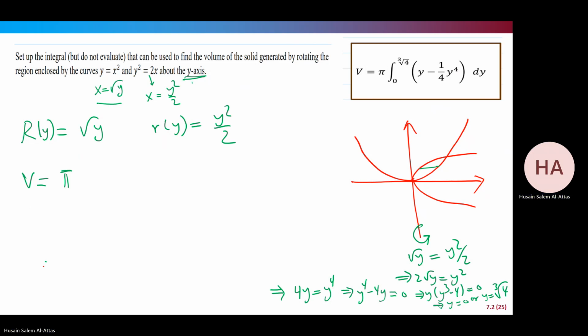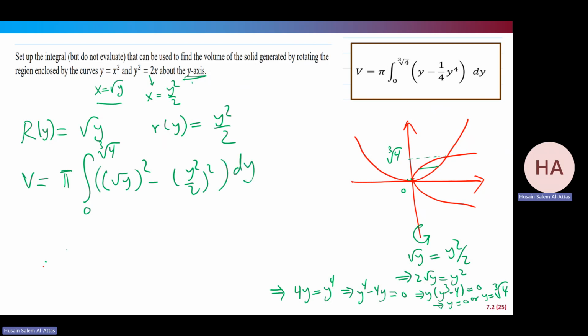Okay, so these are the y values. As a y value, this is cube root of 4, and this is 0. So the integral from 0 to cube root of 4 of capital R y squared minus small r y squared dy. I don't need to do the calculations. That will be the integral of y minus 1 over 4 y to the power 4 dy, which is this one. Correct. Okay.